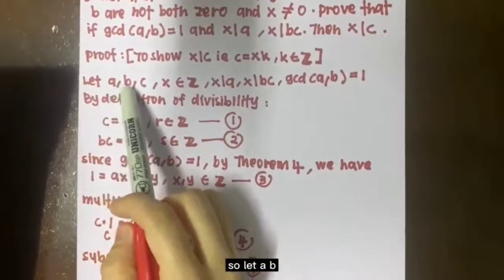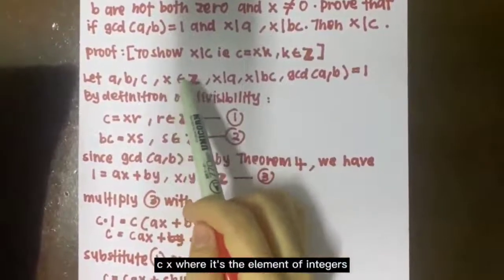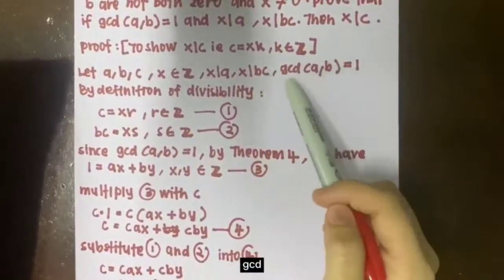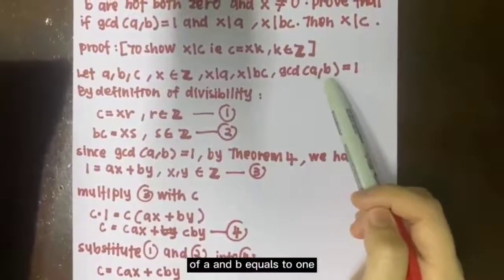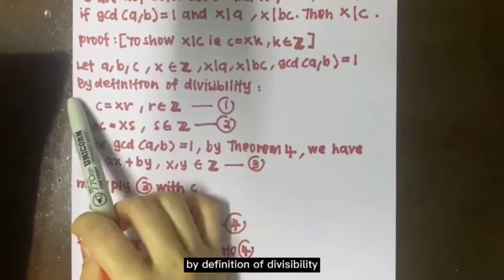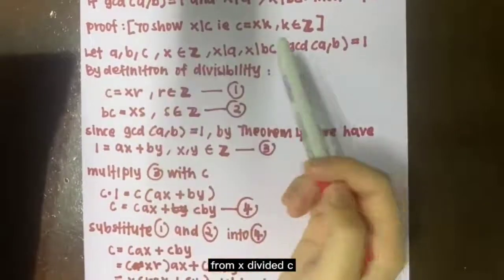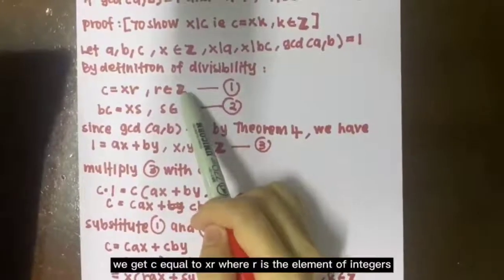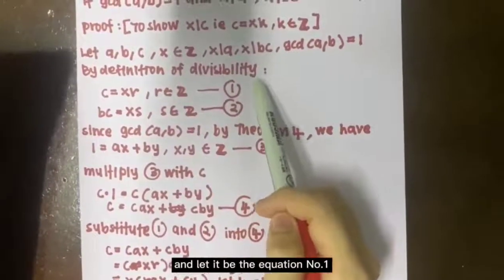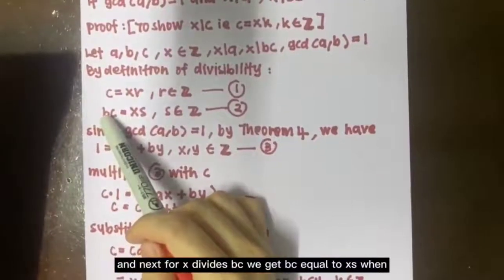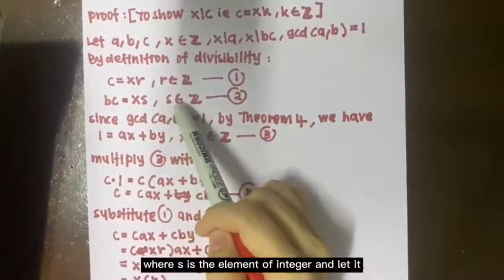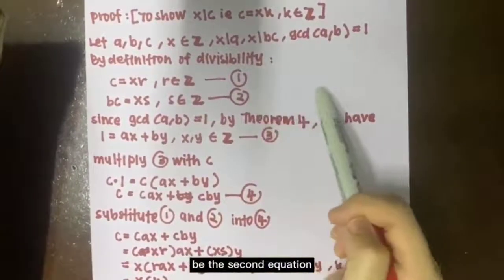So let A, B, C, X be elements of integers, X divides A, X divides BC, GCD of A and B equal to 1. By definition of divisibility, from X divides A, we get A equal to XR, where R is an element of integers, and let it be equation number 1. Next, for X divides BC, we get BC equal to XS, where S is an element of integers, and let it be the second equation.